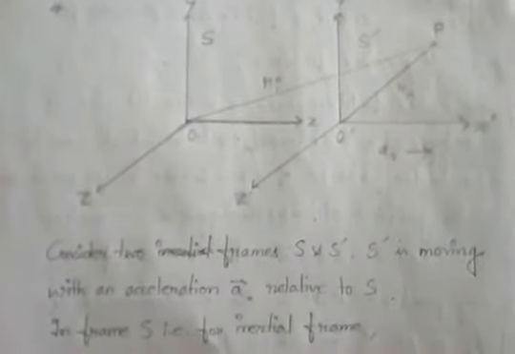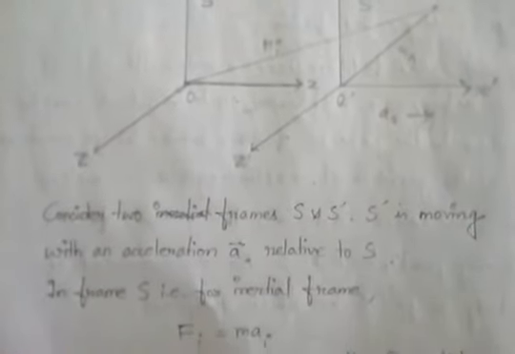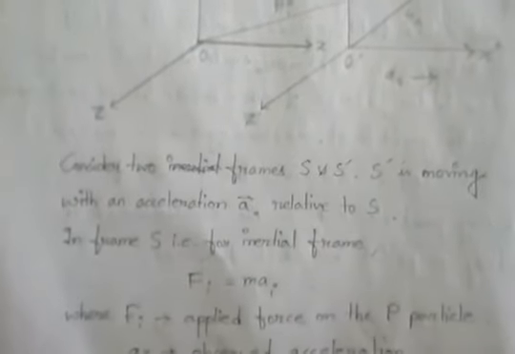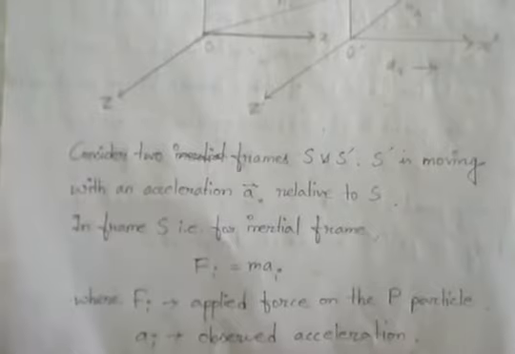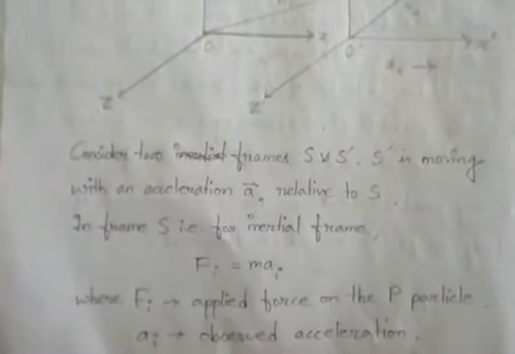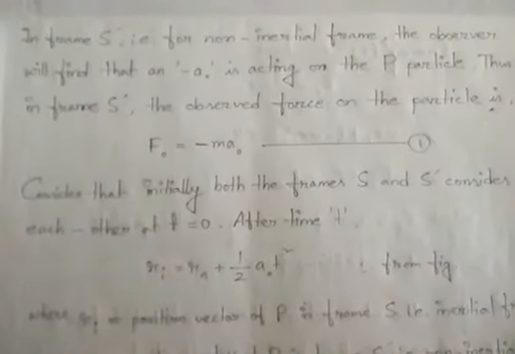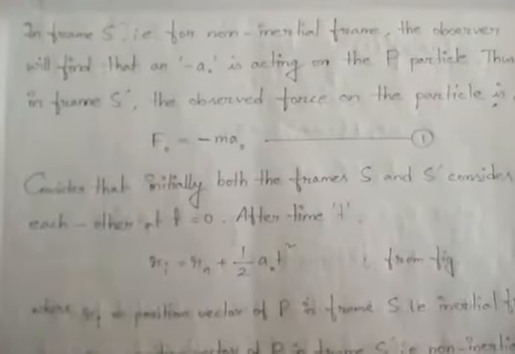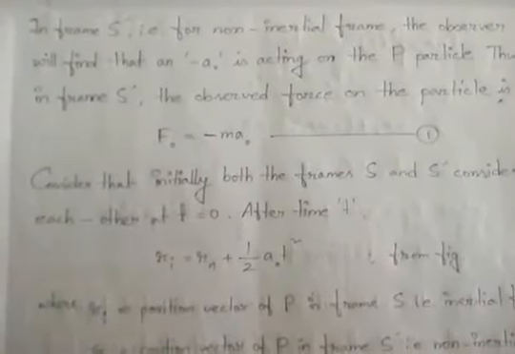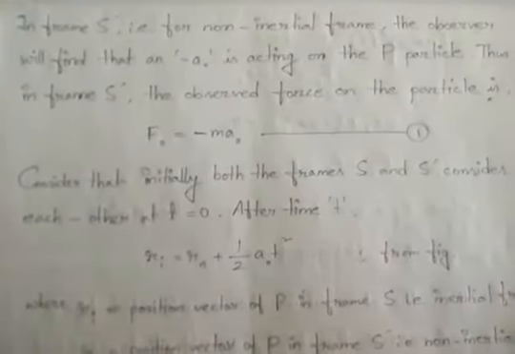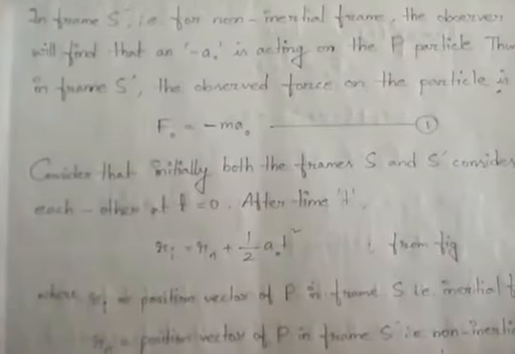In frame S, that is the inertial frame, Fi equals m ai, where Fi is the applied force on the particle P and ai is the observed acceleration. In frame S dash, that is the non-inertial frame, the observer will find that an acceleration of minus a naught is acting on the particle P. Thus, in frame S dash, the observed force on the particle is F naught equals minus m a naught. Equation 1.